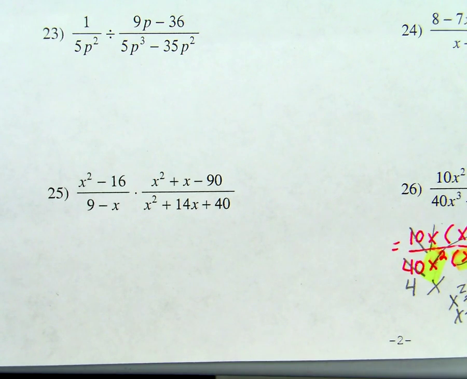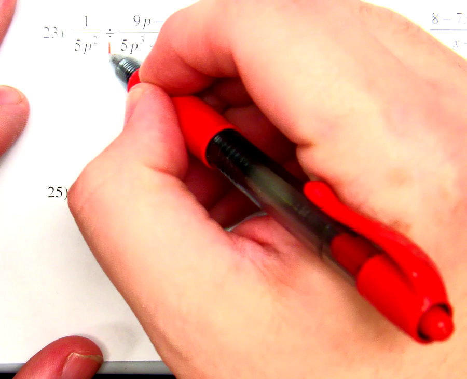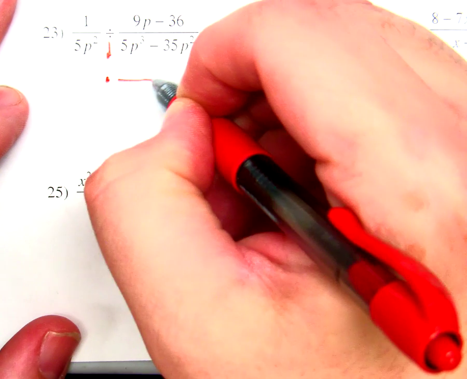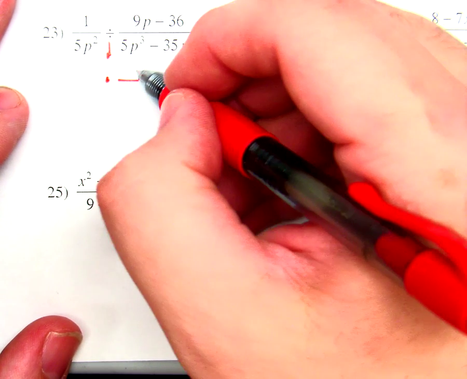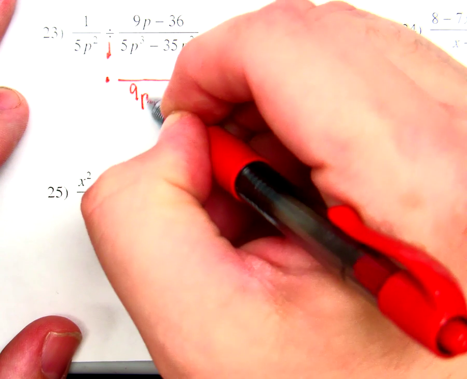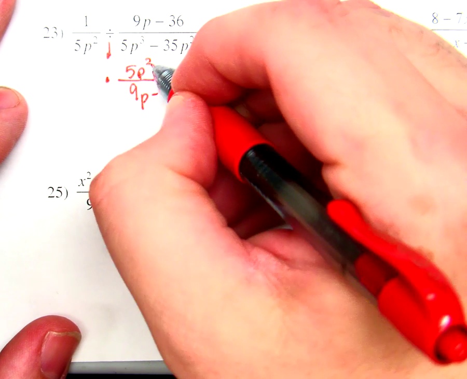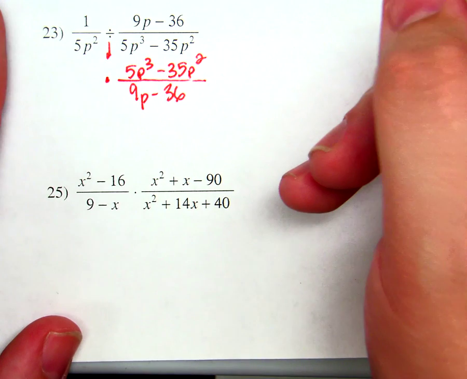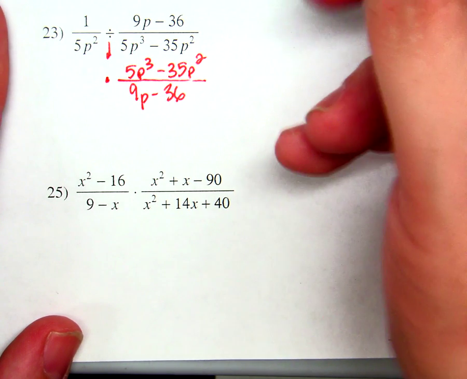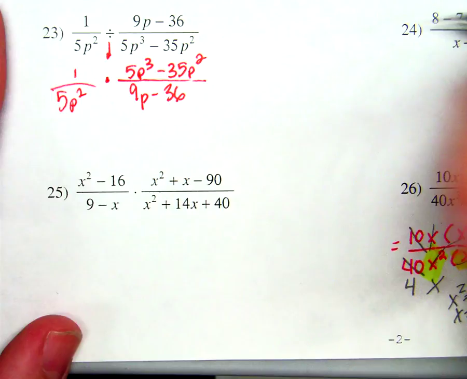All right, for this one, the first thing that we should do for 23 is to change this to multiplication. And by doing that, I'm going to flip the second one upside down. So I'm going to get 9p minus 36 in the bottom, then 5p cubed minus 35p squared in the numerator, and then that's 1 over 5p squared.